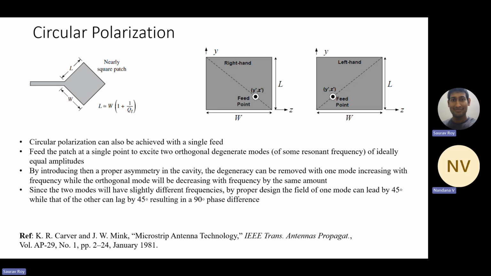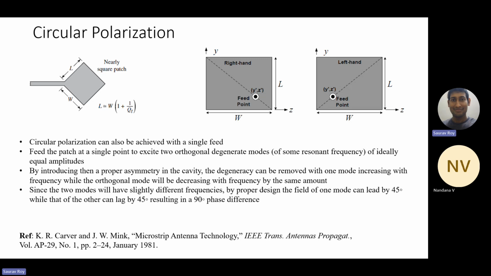So this is what they call orthogonal degenerate modes. If you read there, it says if you feed the patch at a single point to excite two orthogonal degenerate modes of ideally equal amplitudes, this kind of feed can generate those two modes. Why degenerate modes? Because it is not exactly the same mode; it will be at a nearby frequency. There is a lot of calculation for what the length and width should be.